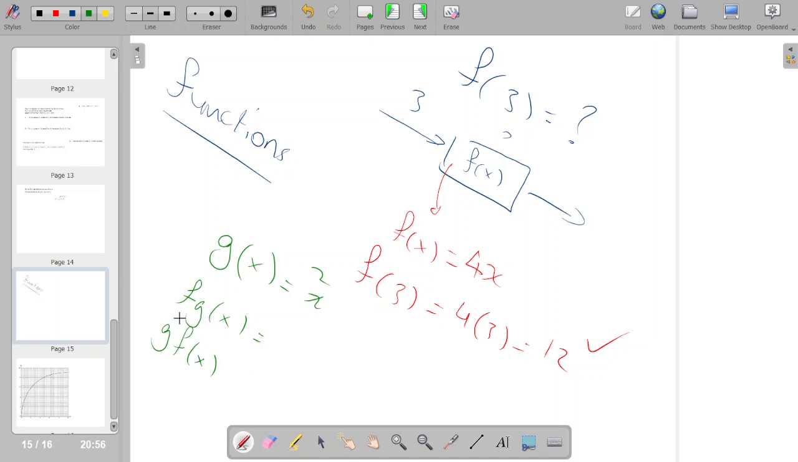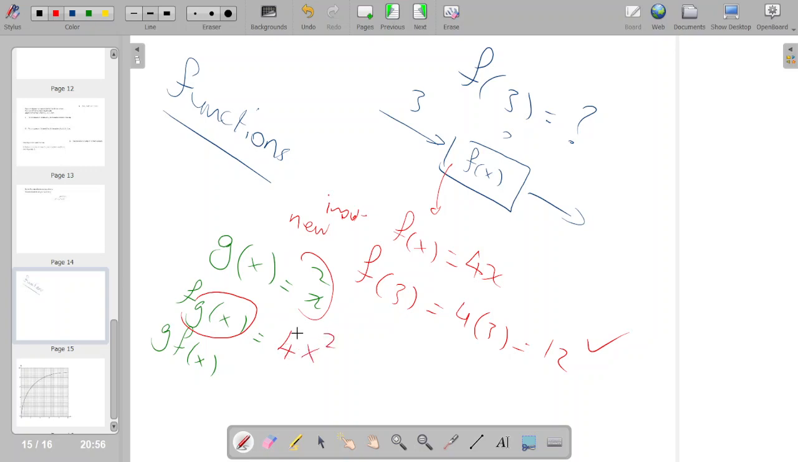When I tell you to do f(g(x)), it means that g(x) is going to be the input. So you're going to do the function g(x), which is equal to x squared, and this is going to be the new input. So f(g(x)) is going to be equal to what? It's going to be the function f(x), which is 4x, but instead of writing x, I'm going to write x squared.